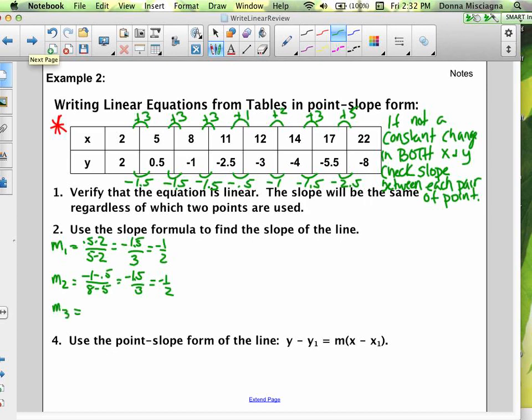All right, so then we have negative 2.5 minus a negative 1, which is the same as plus 1. There's a decimal point in there, I don't know if you can see it. Let me write that a little bit nicer. Negative 2.5 plus 1, and then 11 minus 8 is going to give us negative 1.5 divided by 3, and that's a negative 1/2 again.